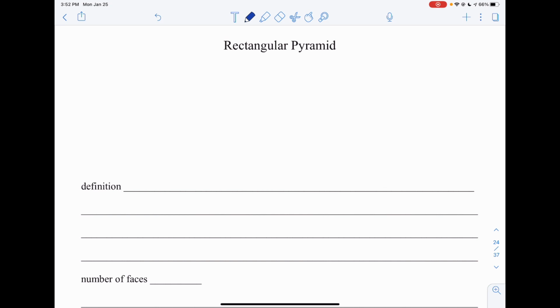Now looking at the rectangular pyramid, once again, instead of having a square at the bottom, I'm going to have a rectangle. This is my length, this is my width, and then when we are talking about height, we're talking about the height of the actual pyramid, okay, which is right there.